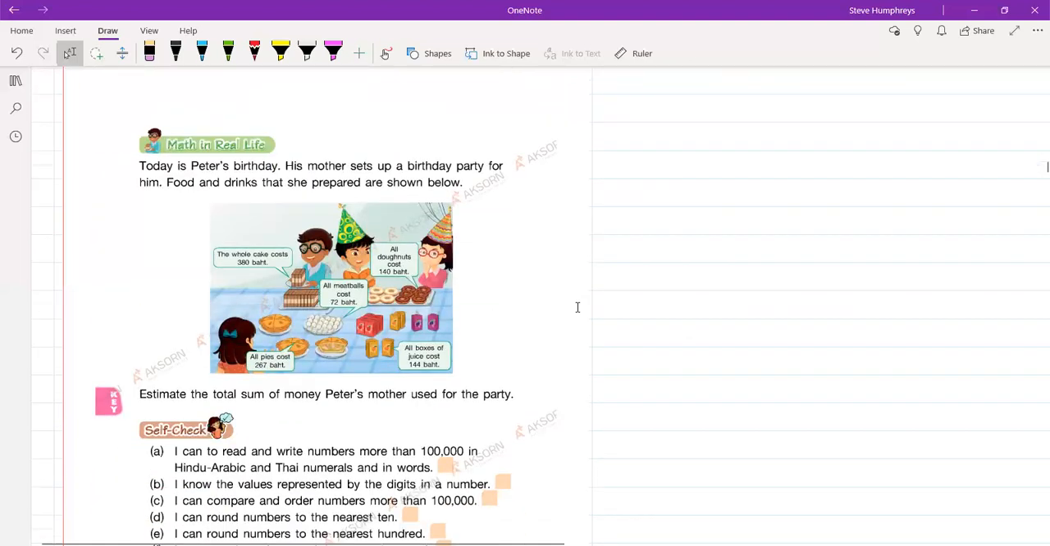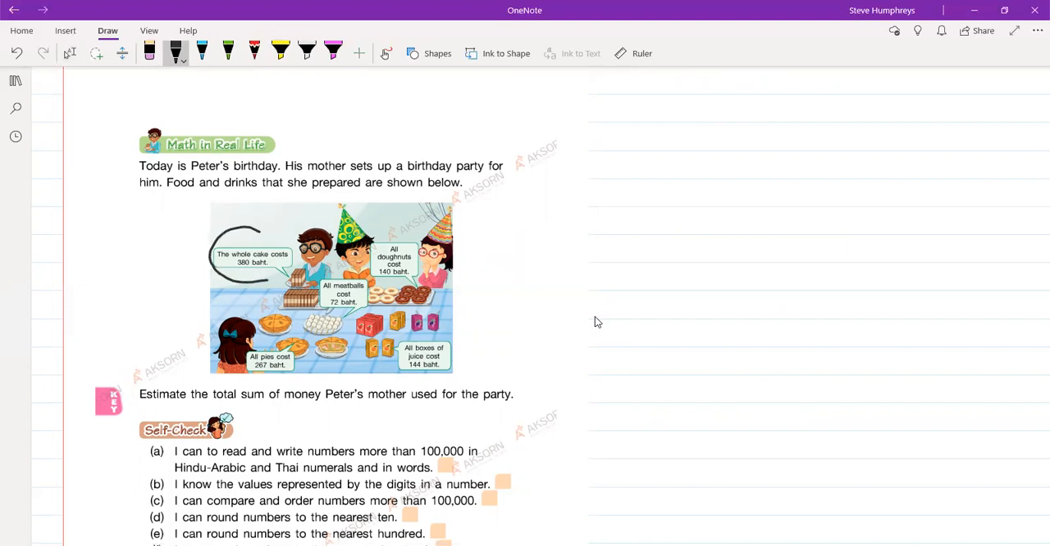And the last page of Unit 1, it says maths in real life. Today is Peter's birthday. His mother sets up a birthday party for him. Food and drinks that she prepared are shown below. And it says, estimate the total sum of money Peter's mother used for the party. Okay, so your answers will be different because your estimations may be different. I'll show you what I did.